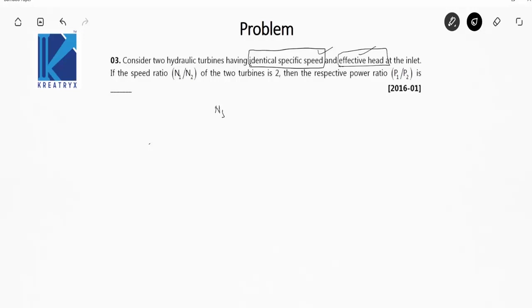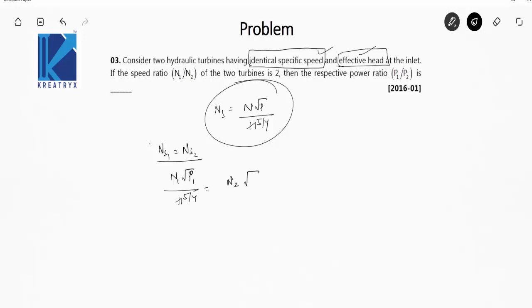So pretty simple question. You know the formula of specific speed, that is N root P by H raised to power 5 by 4. Okay, so this is the formula for the specific speed. Now equate Ns1 is equal to Ns2. Okay, so that will be N1 root P1 upon H raised to power 5 by 4 is equal to N2 root P2 upon H raised to the power 5 by 4. Head is same, so this gets cancelled out. This gets reduced to N1 root P1 is equal to N2 root P2.